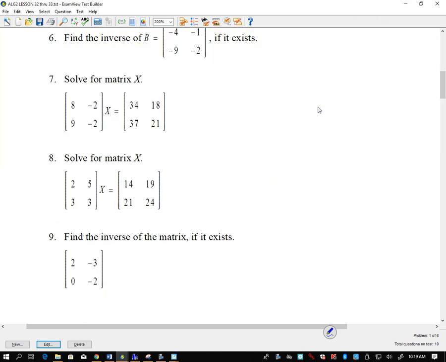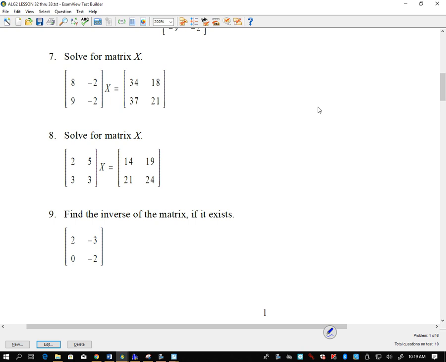Okay. All right, so let's look at 7. It says solve for matrix X. Okay, so what we want to do here, remember, is that we want to multiply our right side matrix by what? By the inverse of this matrix here. Okay? So our answer for X is 34, 18, 37, 21 times the inverse of our first equation. Okay? Let's see. So we're going to do this one full blown. Okay?